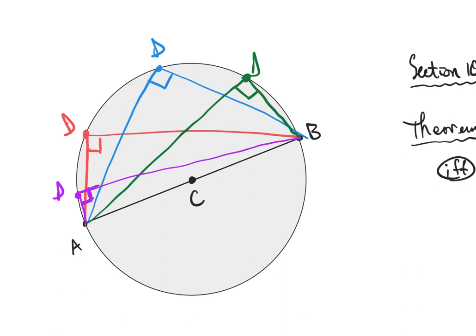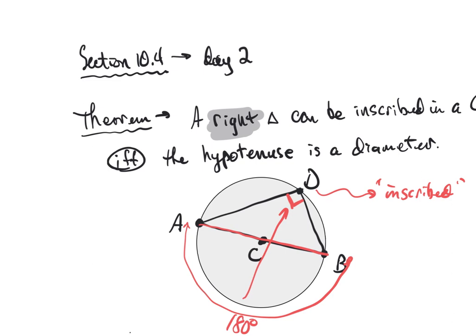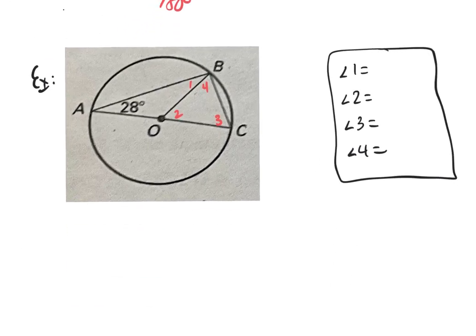So no matter where you place D, as long as AB is a diameter, so again, the important part, AB has to be a diameter, then wherever you place the angle, it's going to be 90 degrees, and therefore we have a right triangle. Okay? So a numerical problem that uses that idea would be something like the following.